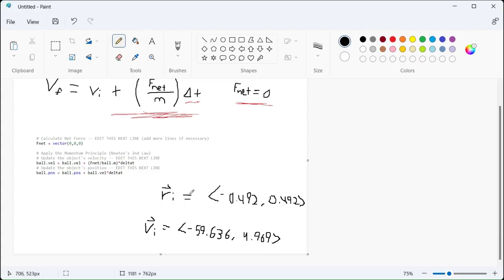As you can see here, the marker's initial position at t equals 0.017 seconds was negative 0.492 centimeters in the x direction and 0.492 centimeters in the y direction. And its initial velocity was negative 59.636 centimeters per second in the x direction and positive 4.969 centimeters per second in the y direction.